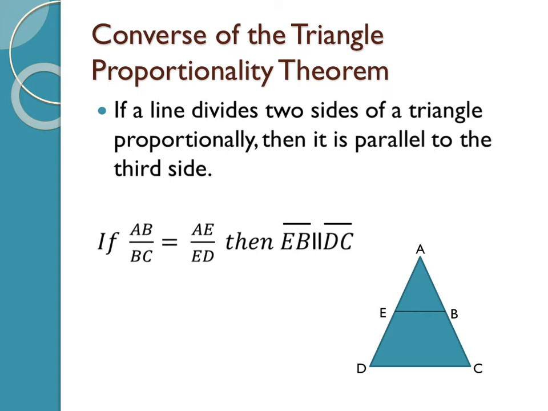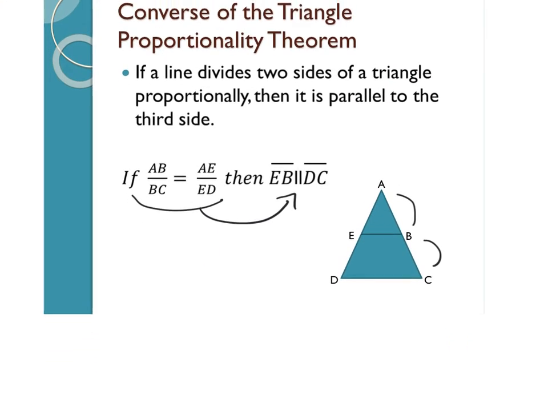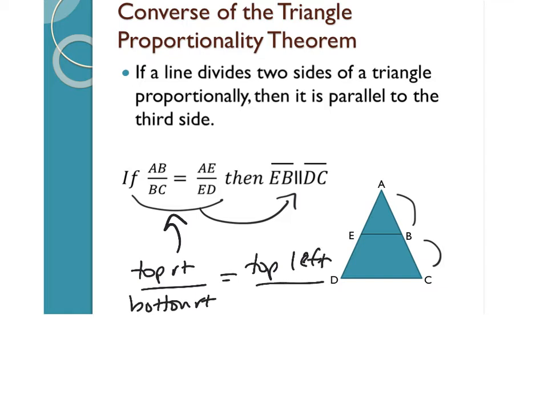The next one is the converse of this theorem. So the converse of the triangle proportionality theorem, remember this is where we switch the if and the then. So now instead, they're showing you that the pieces are proportional, and you can prove that the lines are parallel. So again, if they showed you that this top piece over this bottom piece, so they're doing top over bottom in their proportion here. So they're doing top right over bottom right, and then top left over bottom left.